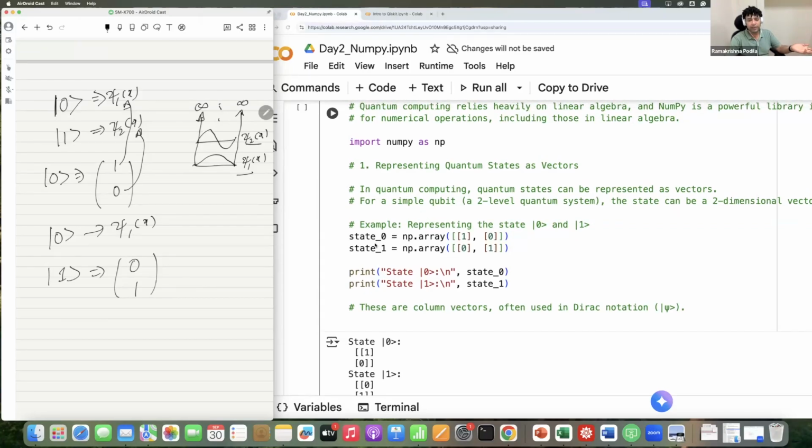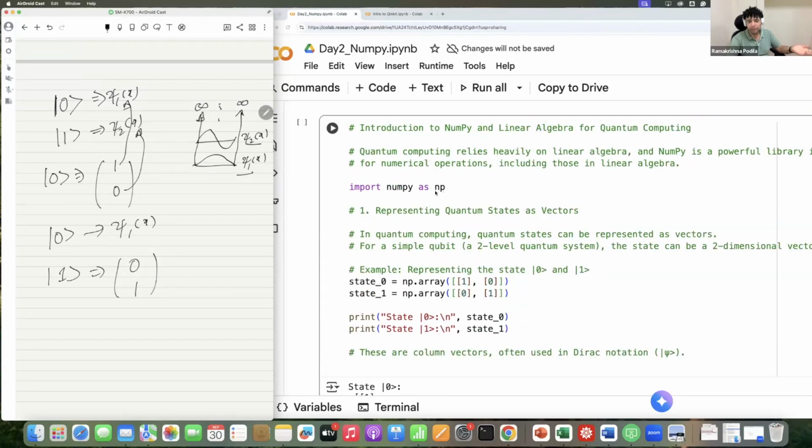So we import NumPy as np so that we don't have to write NumPy every time. We can just write it as np. Whenever you want to use something from NumPy, you use np dot that function.